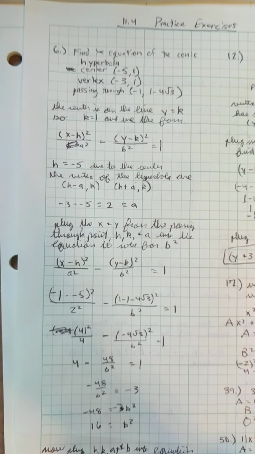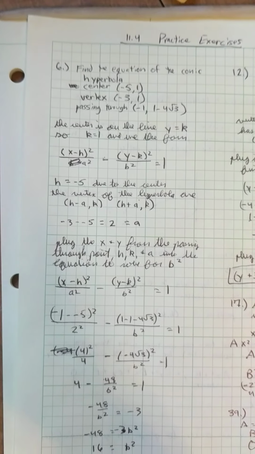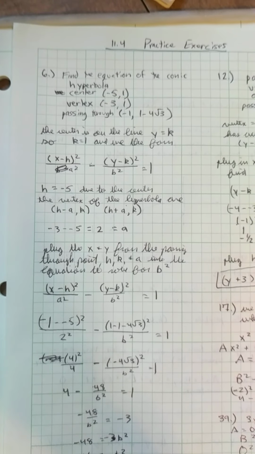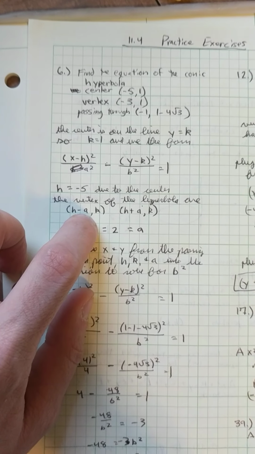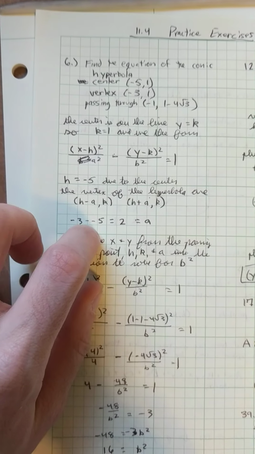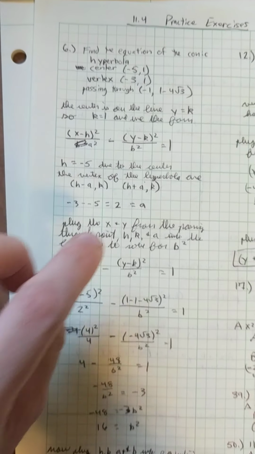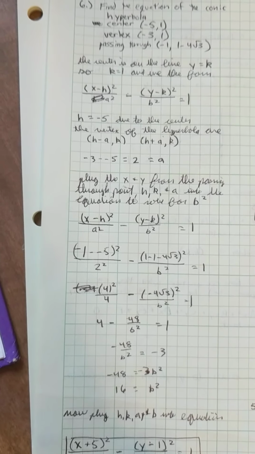Alrighty? Now, to find our a, we use the fact that the vertex is shifted by the h value here. So we know that (h minus a, k) is one of the vertices, and (h plus a, k) is one of the vertices. When we do that, we solve for a and get a value of 2. Now, at this point, all we need is b.